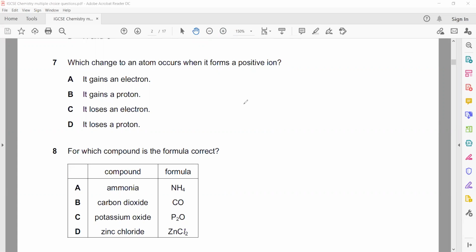In which compound is the formula correct? Ammonia. What is the formula of ammonia? It is NH3. Carbon dioxide, CO2. Potassium oxide. Potassium is group 1, so it is plus 1, and oxygen is group 6, minus 2. So potassium oxide is K2O, not P. P is not the symbol for potassium. Zinc chloride, ZnCl2: zinc is plus 2 and chlorine is minus 1, so zinc chloride will be ZnCl2.